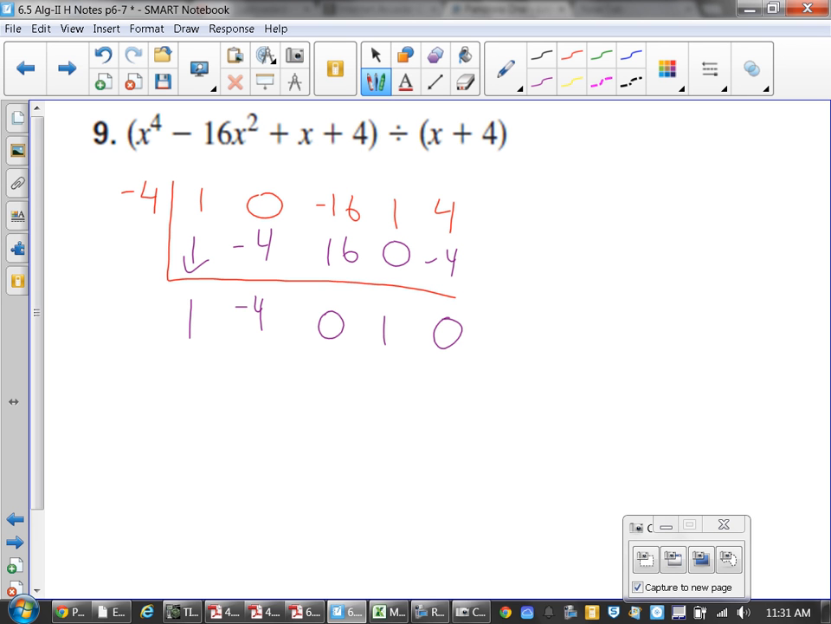Hey, that's what I got. So when you divide that out, you wind up with x cubed. This was my 0, so my term is x plus 4 times x cubed minus 4x squared plus 1. Okay? Once again, this is getting you to the point of, well, can you factor things even further?